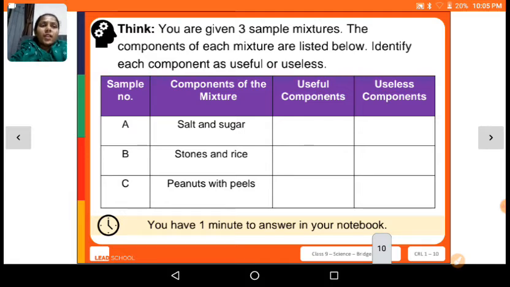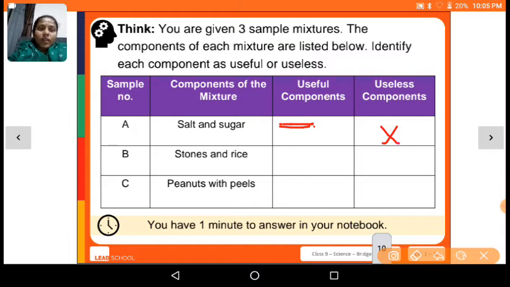You are given 3 example mixtures. The components of each mixture are listed below. Identify each component as useful and useless. Okay. Salt and sugar, both are useful components. So here it will come salt, and here it will come sugar, and both are coming in useful components. Useless components: here salt and sugar both are useful, so useless components are none.